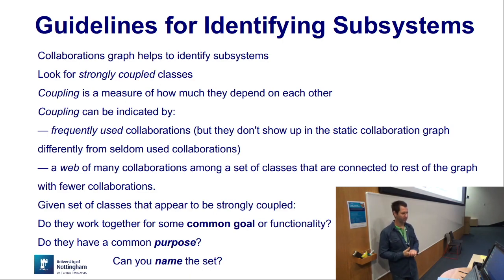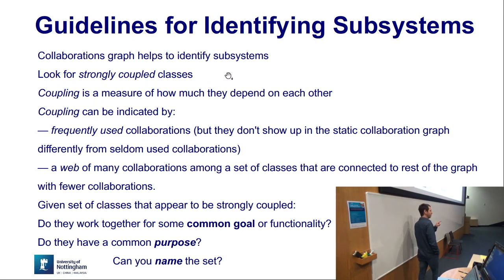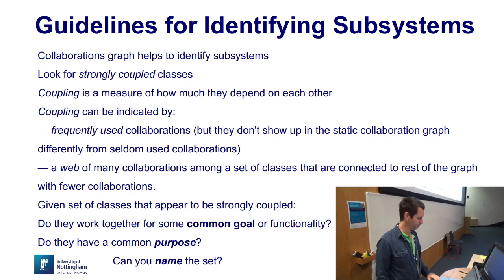So how we identify subsystems. Collaboration graphs help to identify subsystems. So we look for strongly coupled classes. That means classes that collaborate with each other often, right? Either very often or have lots of different collaborations. So coupling can be indicated by frequency or a web of many collaborations, right?